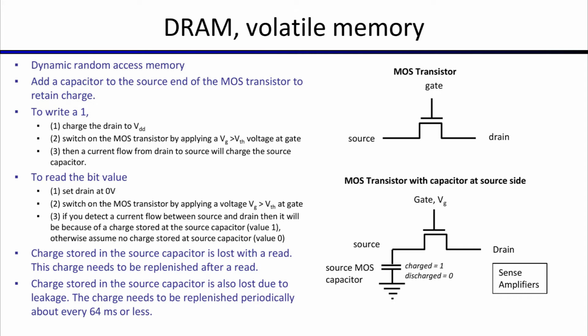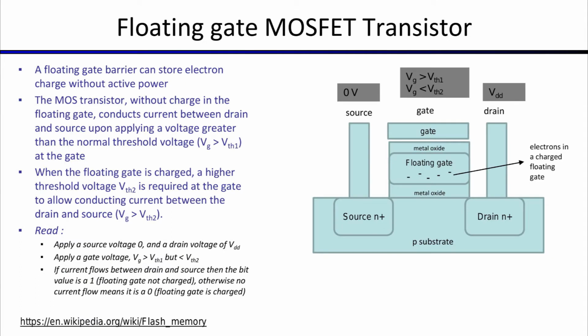The same principles are applied, but this time there is another technology in between where you can put a floating gate between the gate and the P substrate. So if you insert a floating gate here, a floating gate essentially has the ability to store electron charge, and it can store it without any active power. You just have to pull the electrons in there.